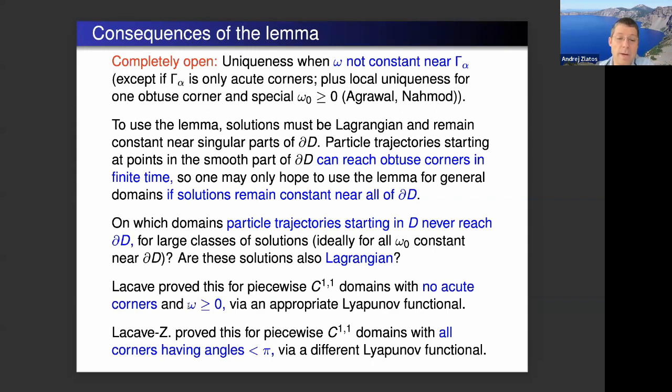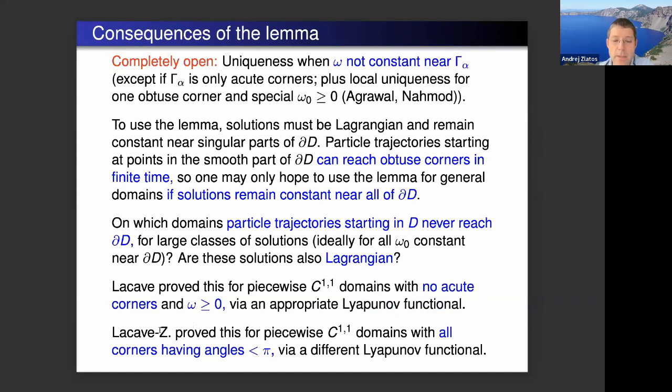And he also required a signed vorticity. And then he found a Lyapunov functional that allowed him to show that indeed, if the vorticity is signed and bounded on such domains, then no particle trajectory can reach the boundary in finite time. And as a result, he proved uniqueness of solutions. And I will show you that functional a little bit later.